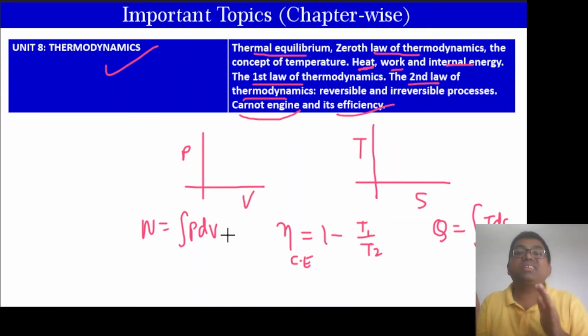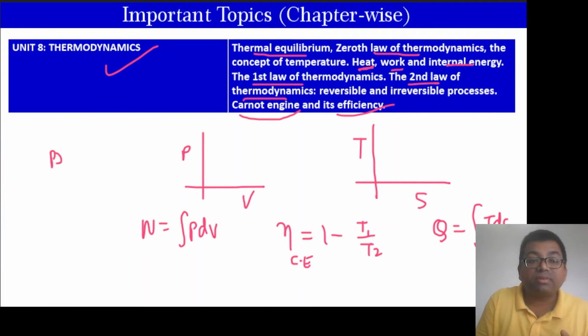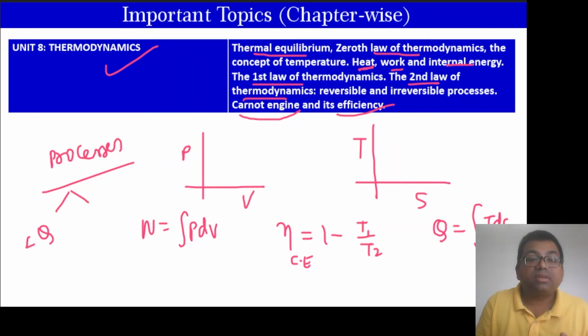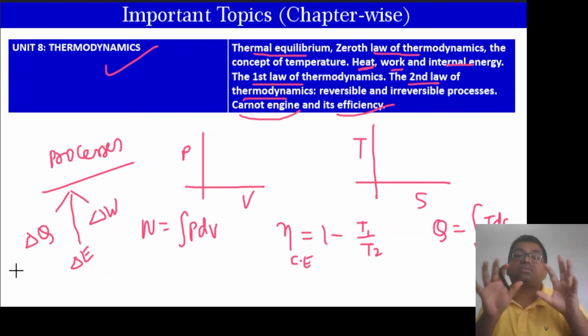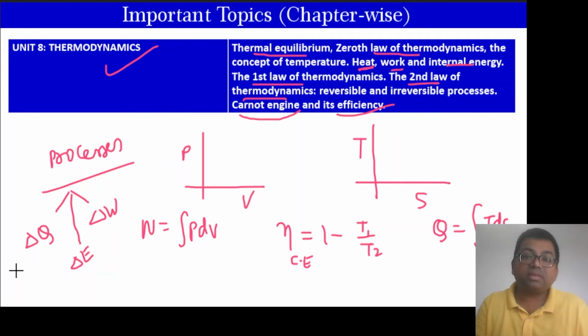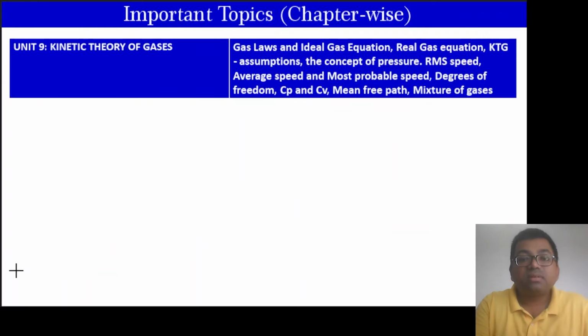So there are various thermodynamic processes, like the isothermal, isobaric. Those processes are also important. And for each process you have to see work done, heat, delta Q, delta W, all these things, internal energy, delta E. So there are a lot of formulas in this chapter, you have to remember that.